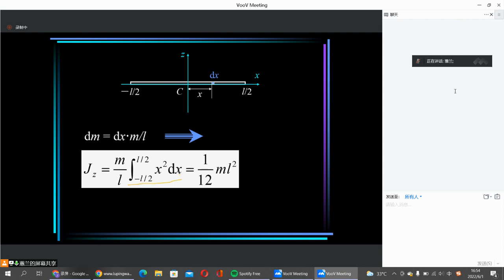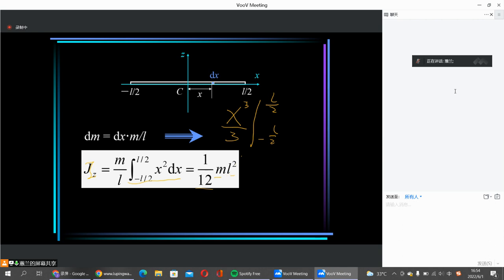For this one, do you have any question about this calculation? This one is actually the integration should be, what? Lower limit, upper limit, and then we can calculate it. After the calculation, we know the integration about z-axis is equal to 1 over 12 m L squared.